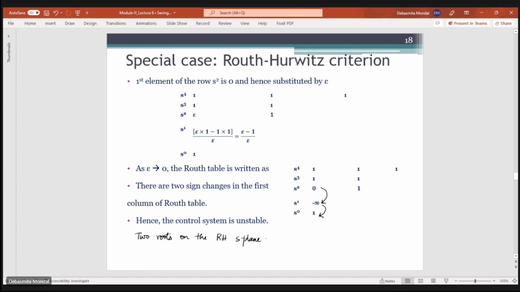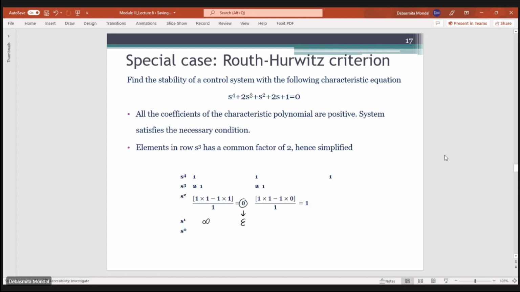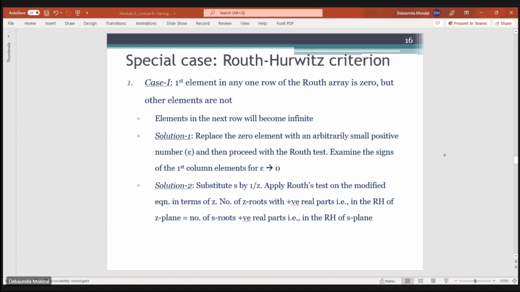Okay, so this is one way you can tackle it if you encounter a 0 as the first element of your Routh array. The other solution, the second solution that can be applied, is that you substitute the value of s by 1 by z, and then write the modified Routh table.